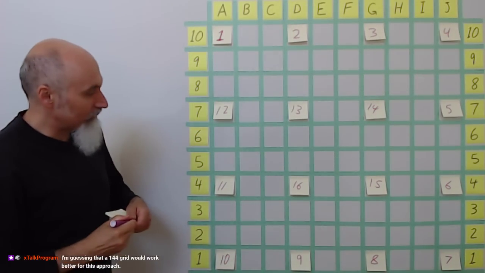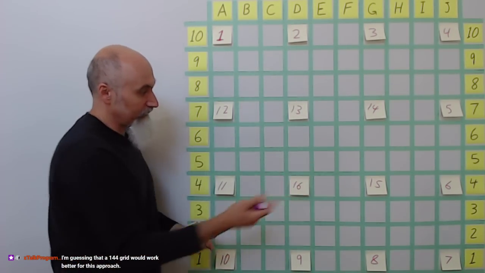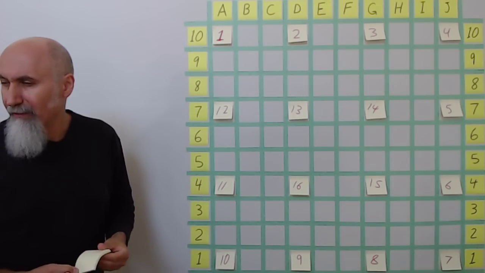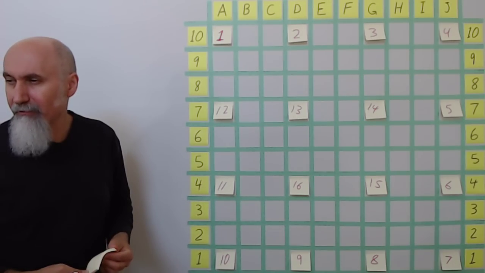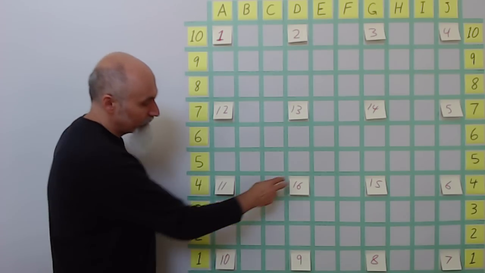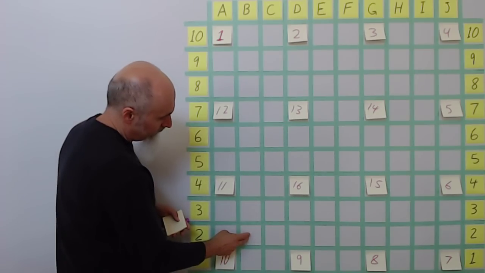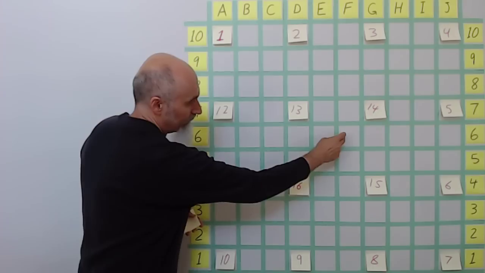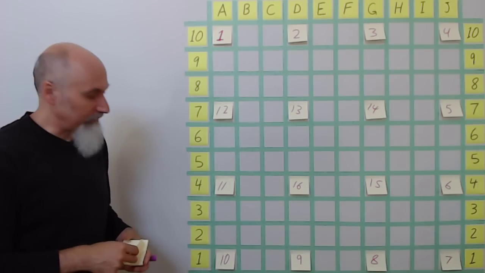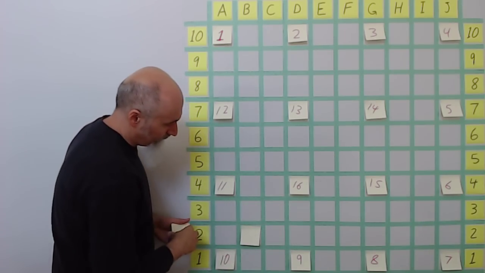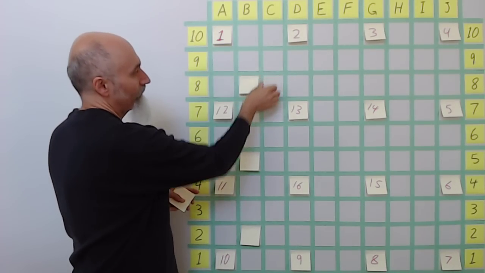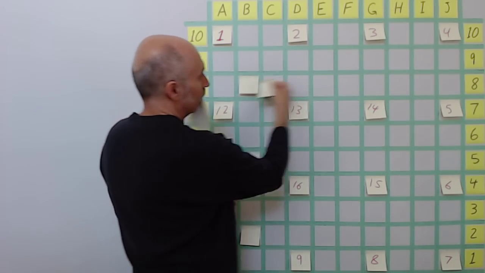16. Now we can't go diagonal or vertical anymore, right? They're out. So we go, sorry, we can't go vertical or horizontal anymore. I'm guessing that a 144 grid would work better for this approach. Possible. So what we could do, we gotta go diagonal. So we could go here, or here, or there, or there. I say we stick to the corners. Keep on going to the corners as much as we can to get rid of the corners. So 17, 18, 19, and then we could go around again. 20.